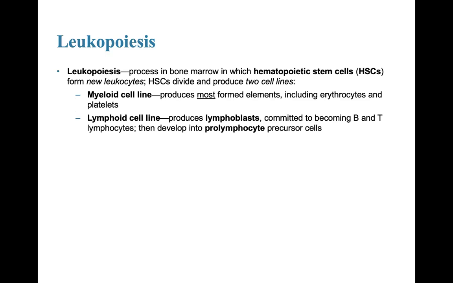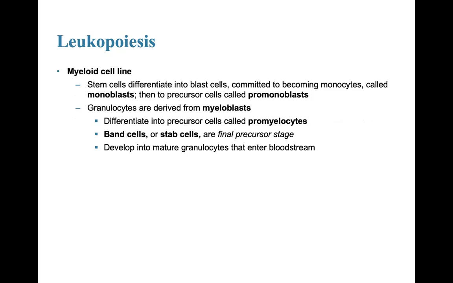The HSCs will be divided into two cell lines. The myeloid cell line will produce most of your formed elements, including erythrocytes and platelets. Then you'll have the lymphoid cell line, which produces lymphoblasts, which will be committed to becoming B cells or T cells. The myeloid stem cells will also derive into monoblasts, which will eventually differentiate into mature granulocytes, which can then enter the bloodstream.